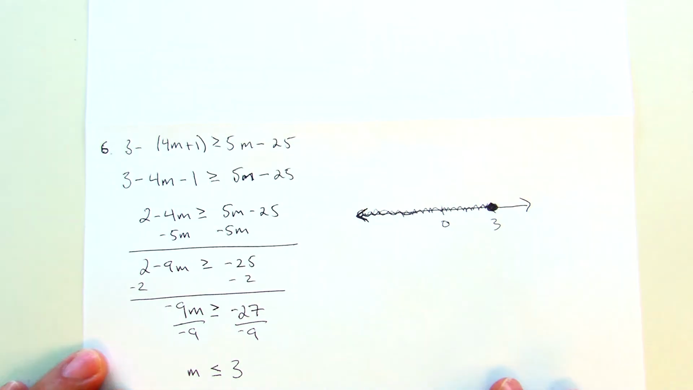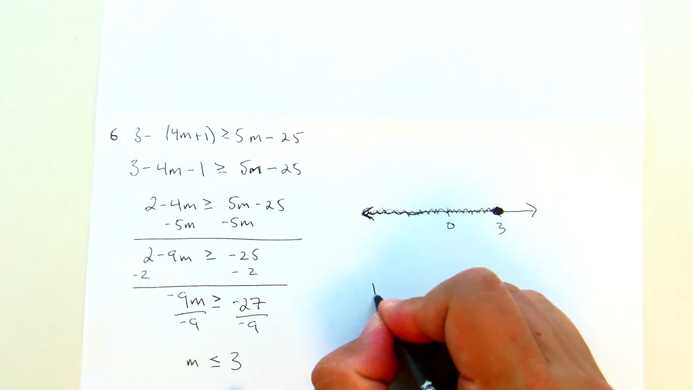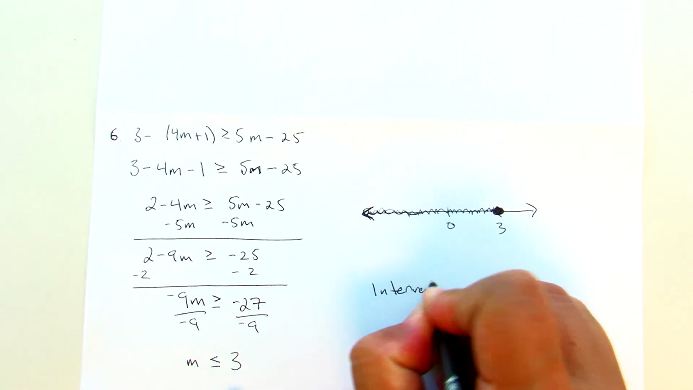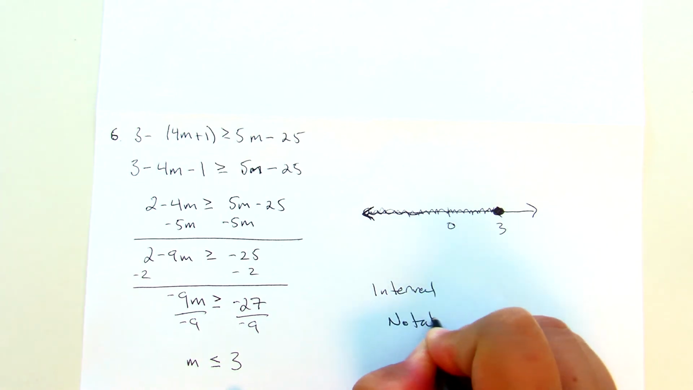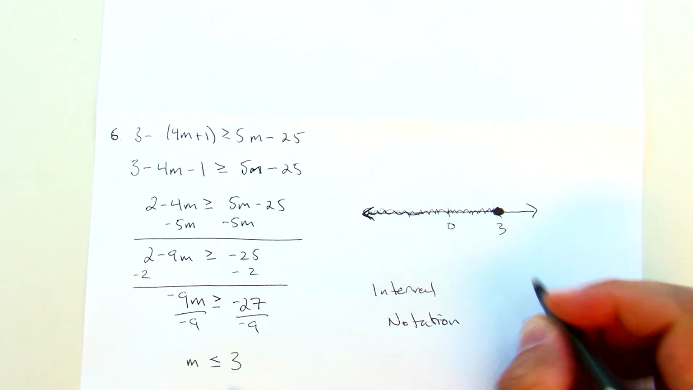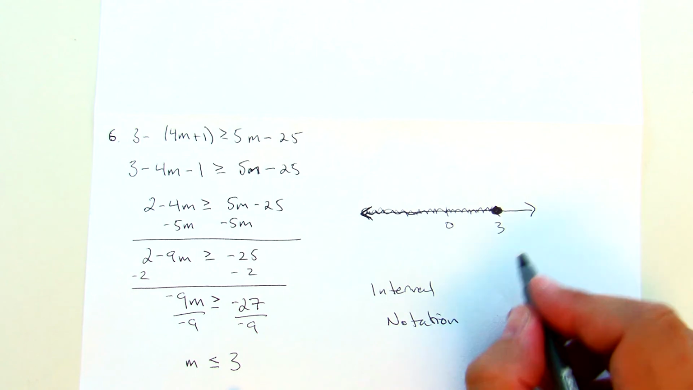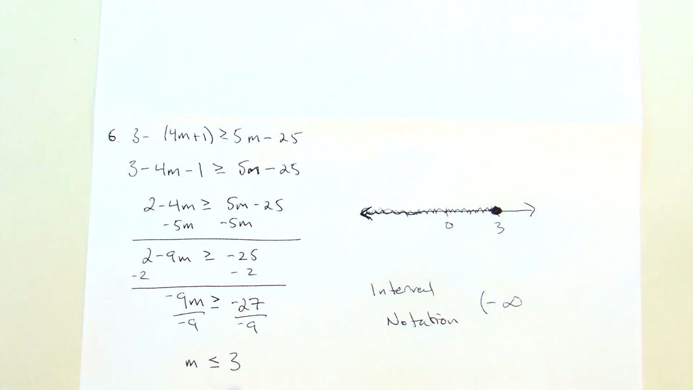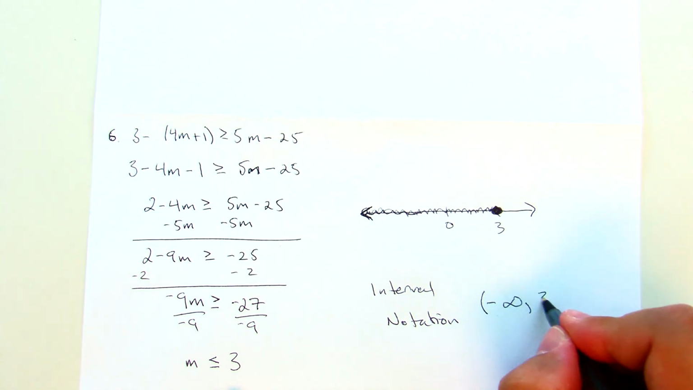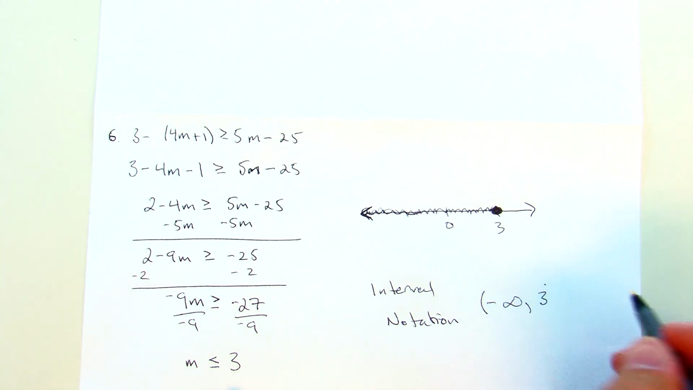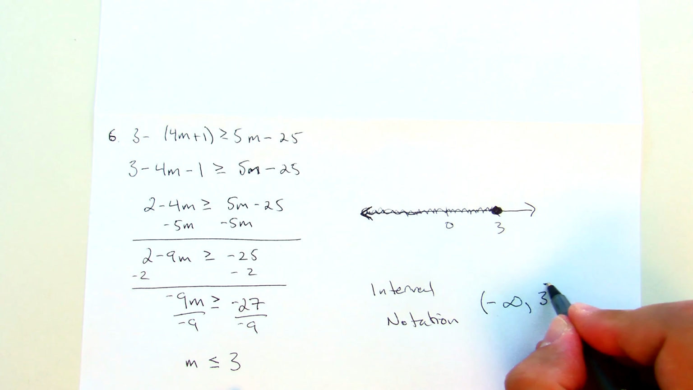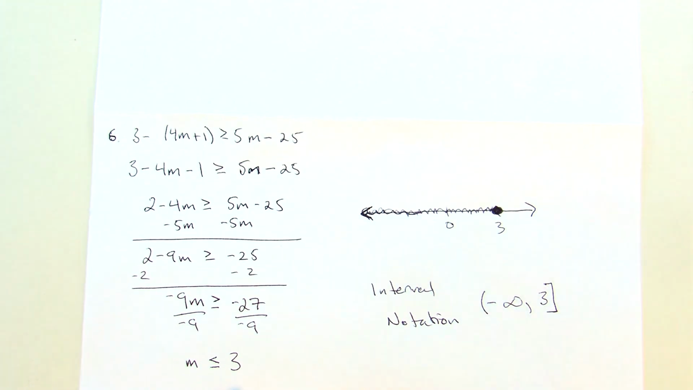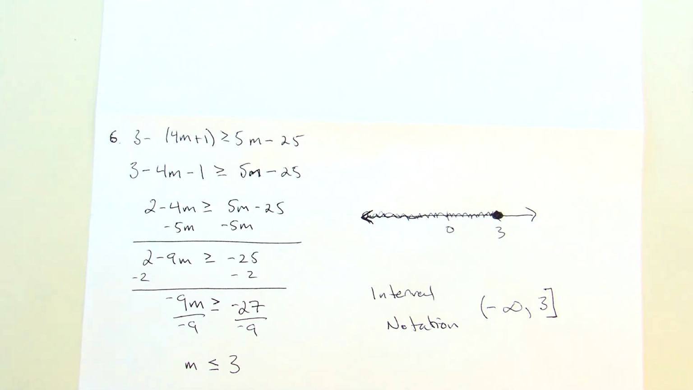Interval notation. That's going to be, again, everything from negative infinity, and we don't include negative infinity, up to 3. And we want to include 3, so what we do is instead of writing a parenthesis, we put a bracket. Alright, so that's solving linear inequalities.